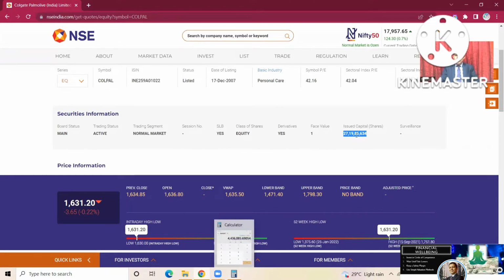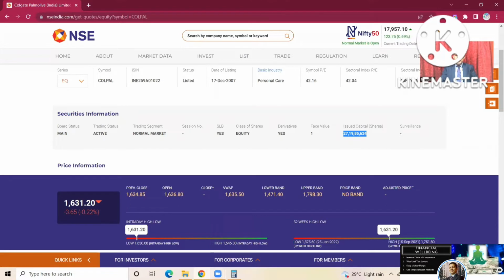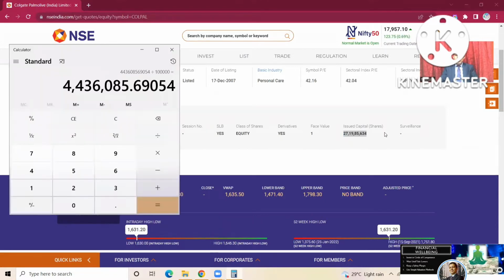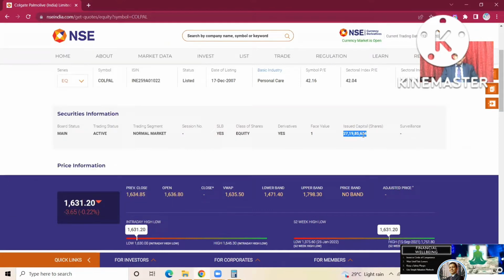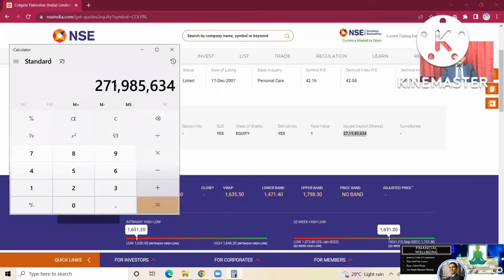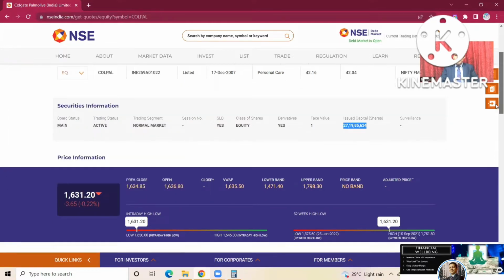That is the total number of shares. To understand the total issued capital, we multiply the total number of shares by the face value. We get the same amount because the face value is 1, so it doesn't make a difference. So that is the issued capital of Colgate-Palmolive.